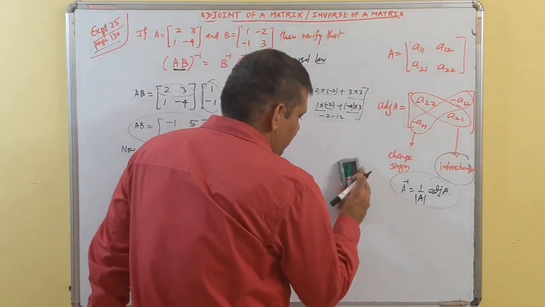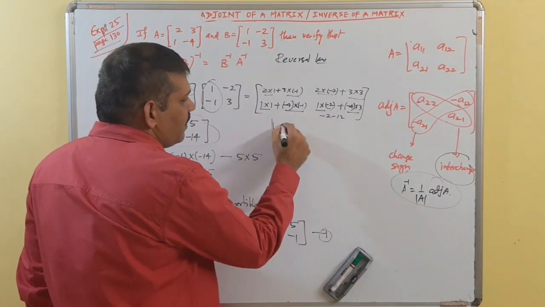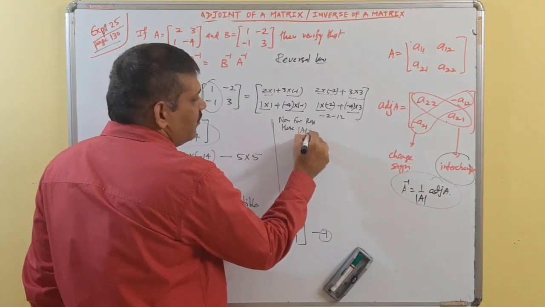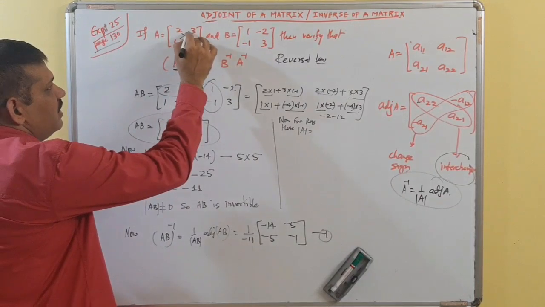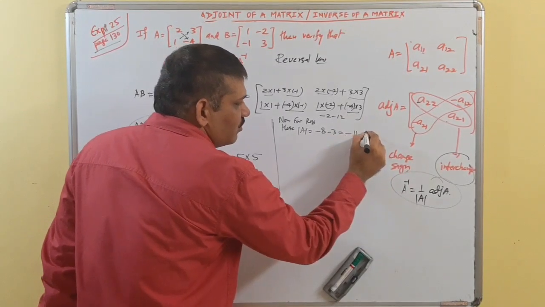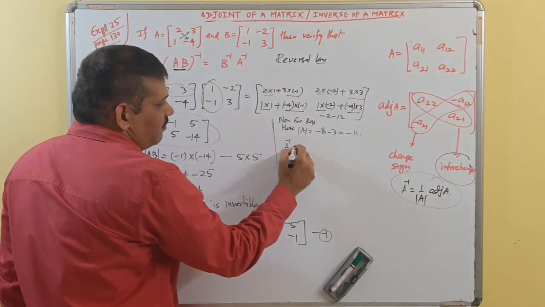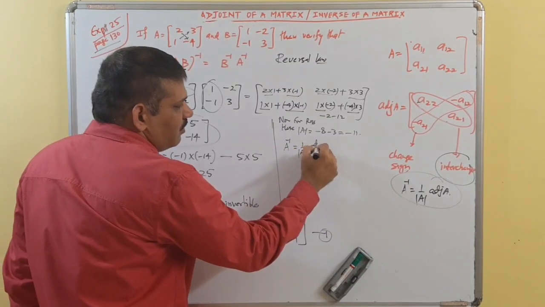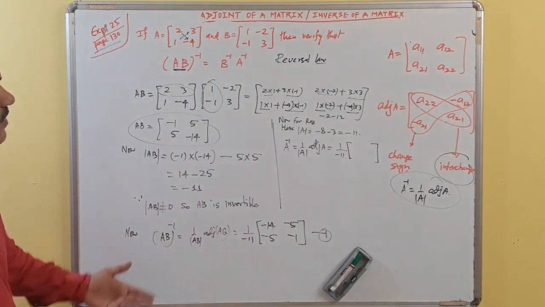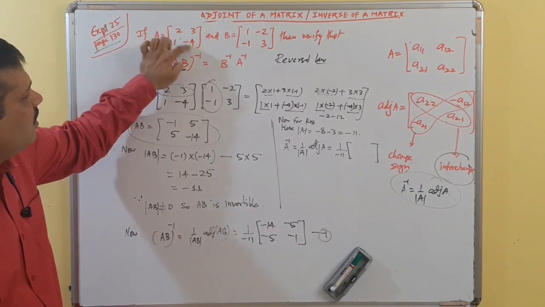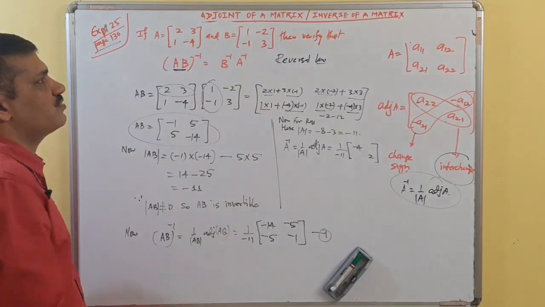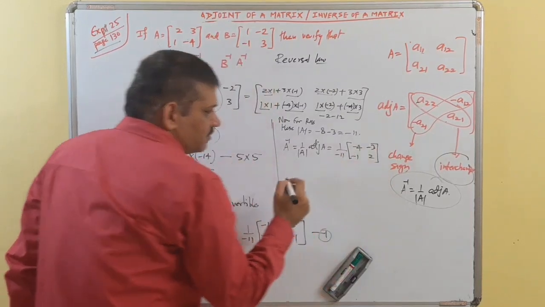Now for the right hand side, what do we need? We need A inverse. For the RHS, the determinant of A you can find: minus 8 minus 3 is equal to minus 11. So A inverse exists. Now A inverse is equal to 1 upon determinant A times the adjoint of A, 1 upon minus 11 times the adjoint of A. How will you find the adjoint? Simply interchange these two, minus 4 and 2, and change the sign of these two. So minus 1, minus 3.